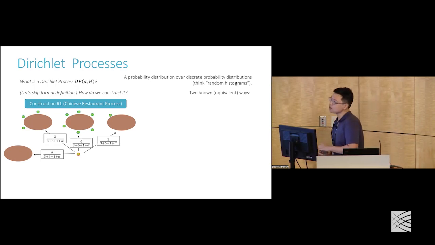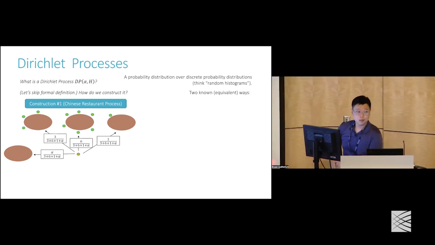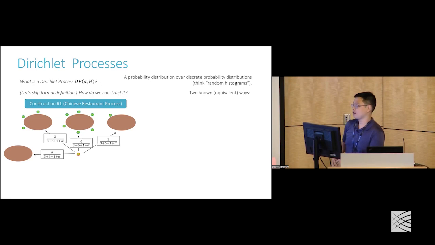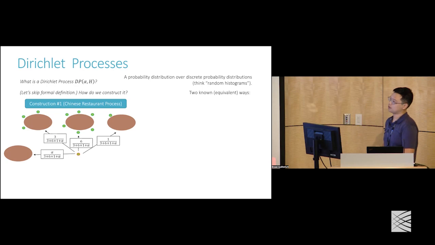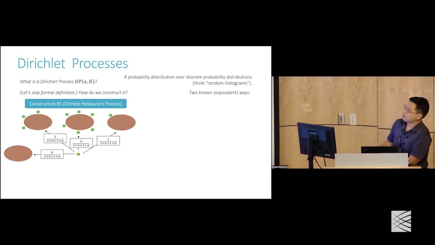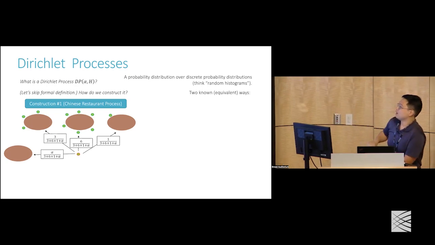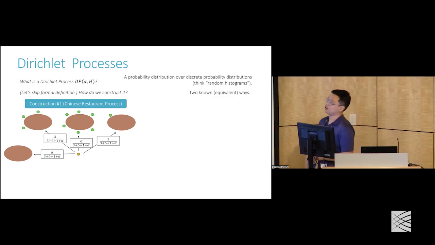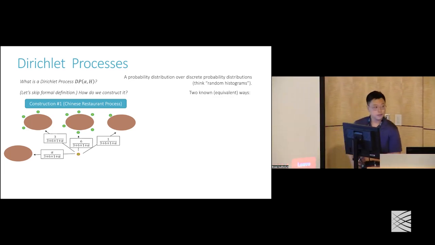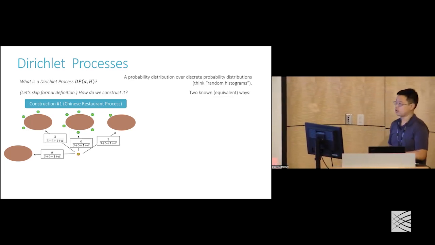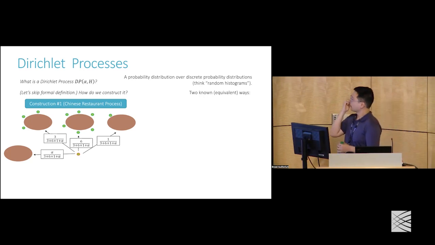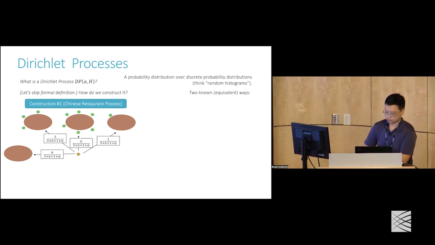So he's going to sample a table with probability proportional to how many people are already sitting at that table. So if there are 3 people at the first table, then you're going to apply a weight of 3 out of the total number of people you've seen so far. But you're going to add an additional weight, alpha, which is meant to be positive, to sitting at a new table.